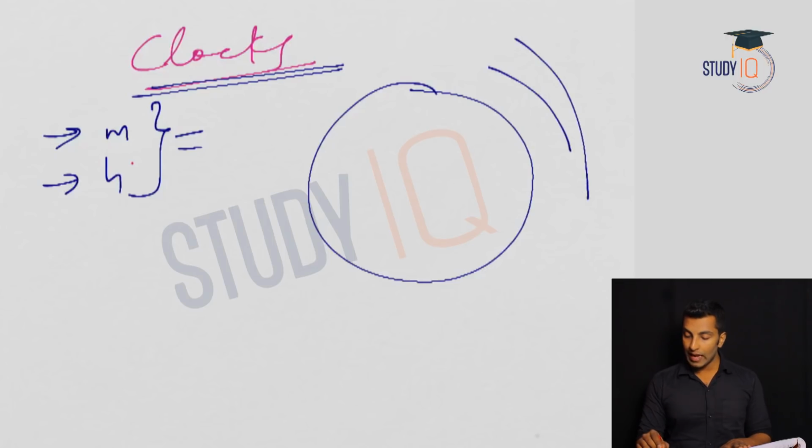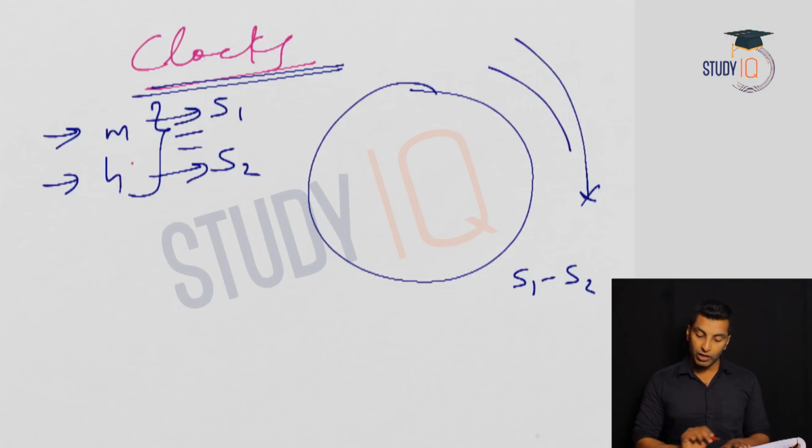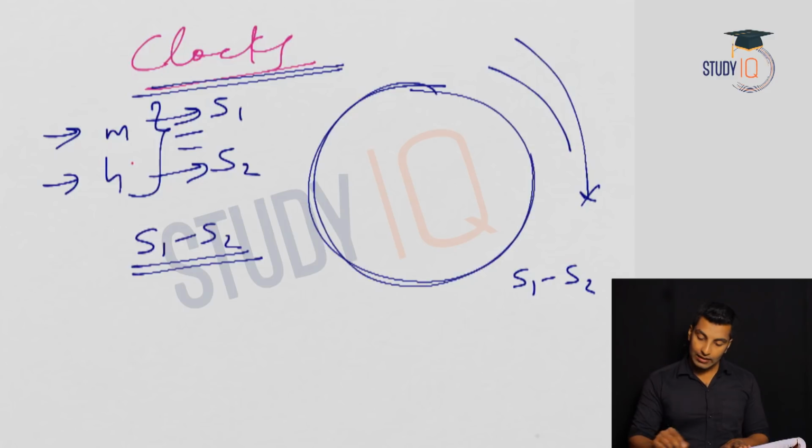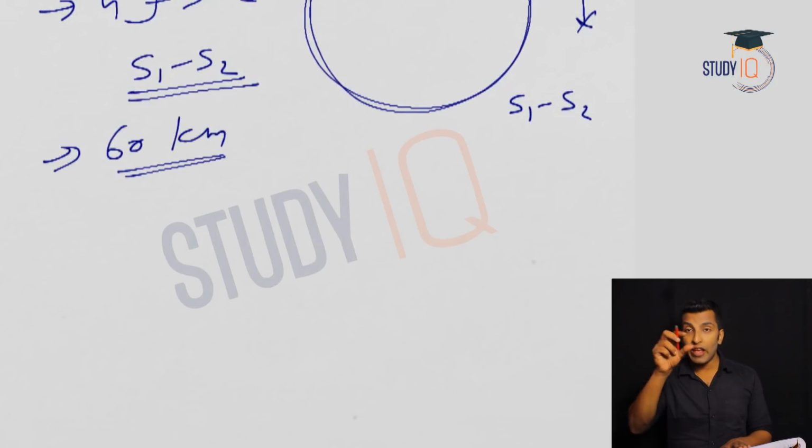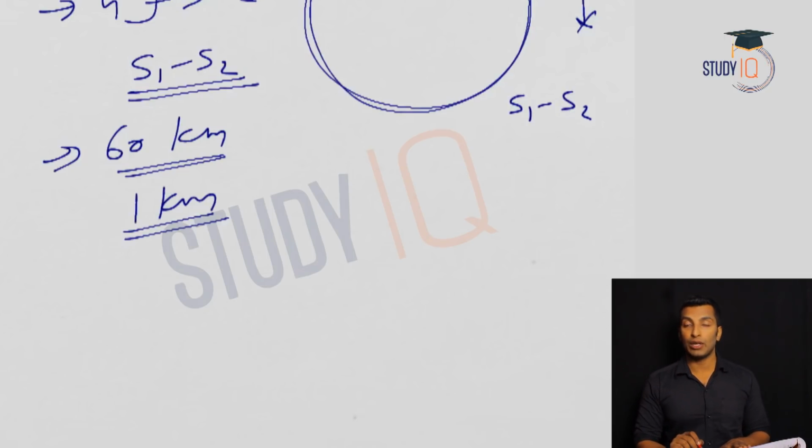When you are moving in the same direction, we know the relative speed, right? S1 minus S2. So if the minute hand has a speed of S1 and the hour hand has a speed of S2, the relative speed will always be S1 minus S2. Now consider this as a circular track with 60 kilometers as the distance, and each minute is actually 1 kilometer.